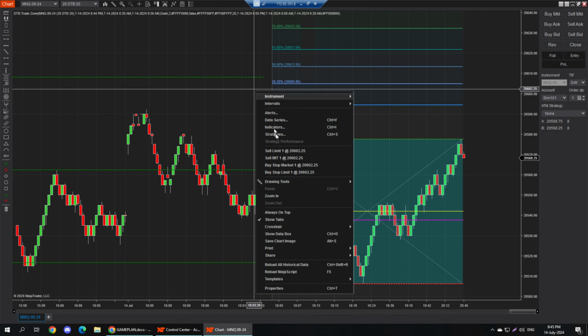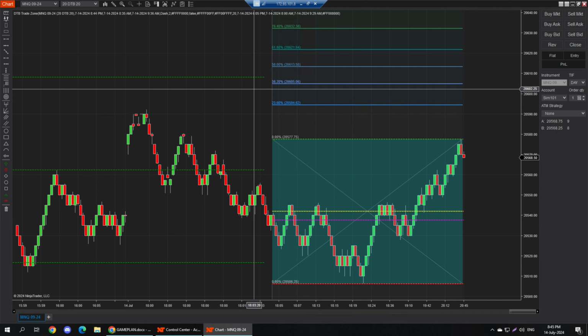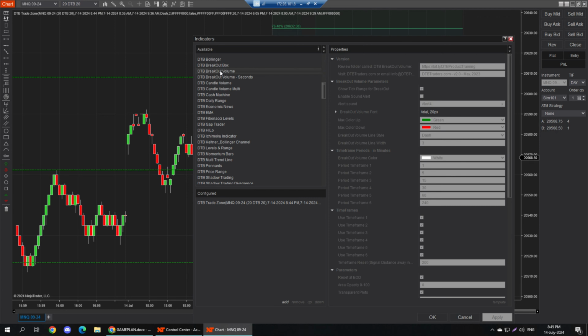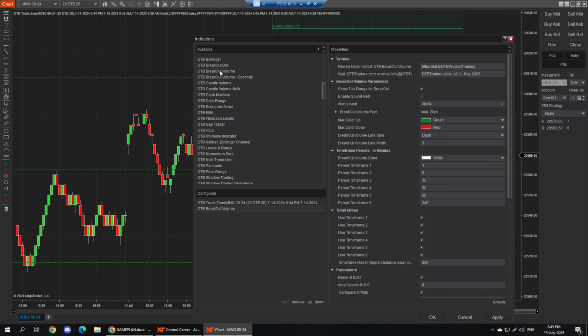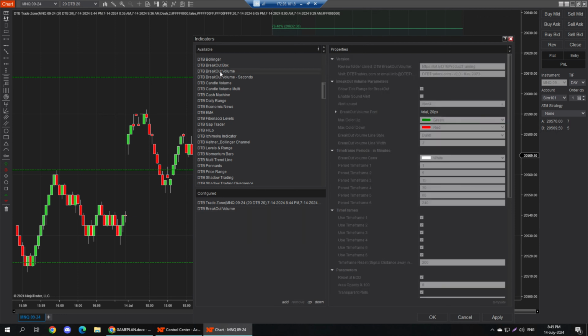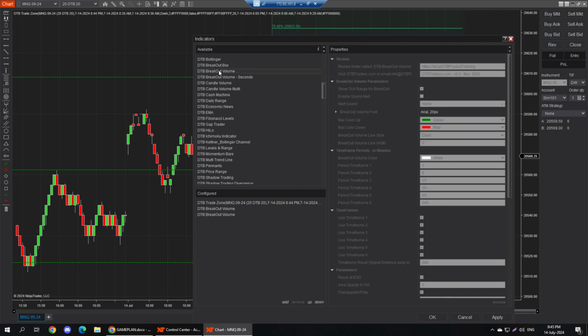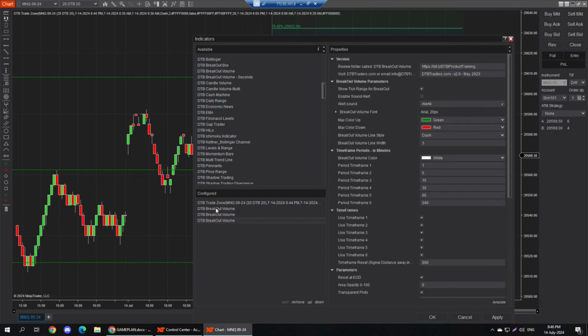Now what you can do is go to your indicators and load your breakout volume markers. So we'll go over here. DTB breakout volume, and we'll just add, let's add 3 of those. Okay, so there's the 3.